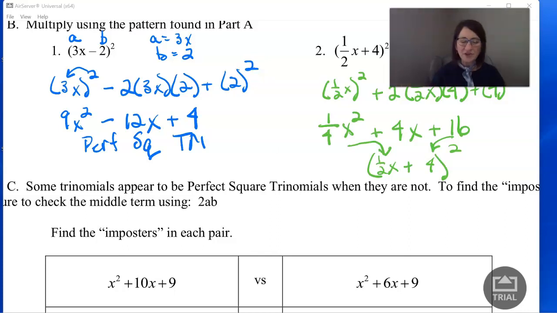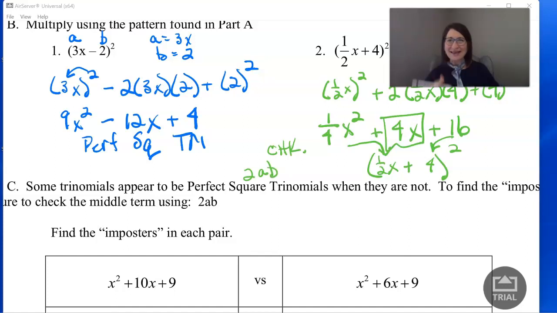All right, so the way to check is you just check to make sure that you're going to get that middle term. How do we do that? Well, we take 2 times A times B. So 2 times each of those terms inside the binomial multiplied. So that's going to be 2 times 1/2 x times 4, which equals 4x. There we go. So that is not an imposter. It truly is a perfect square trinomial.